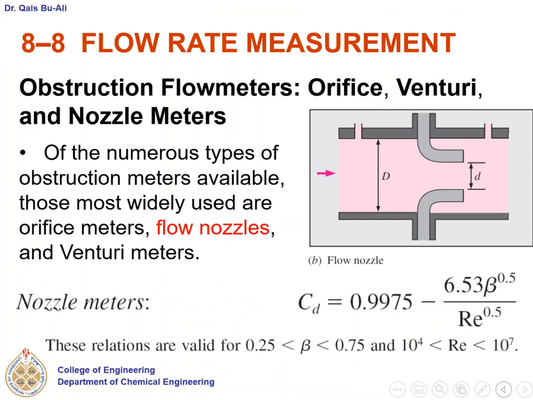So the CD here again is a function of the Reynolds number, and a function of beta, which is the diameter ratio. And the ranges are also given here, I mean the values of the Reynolds number.